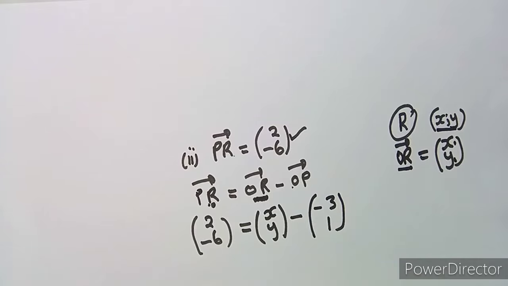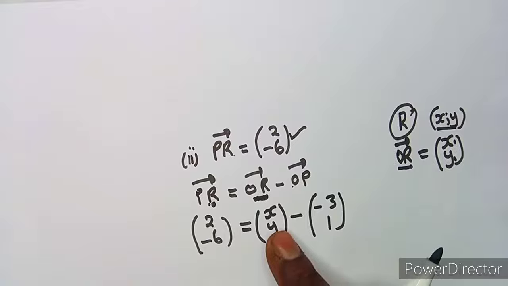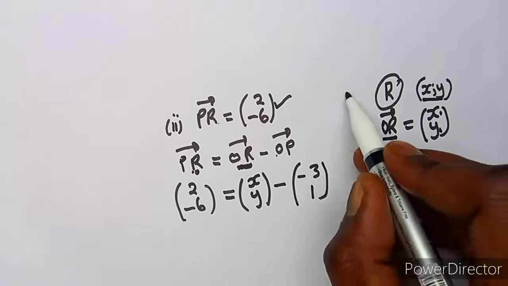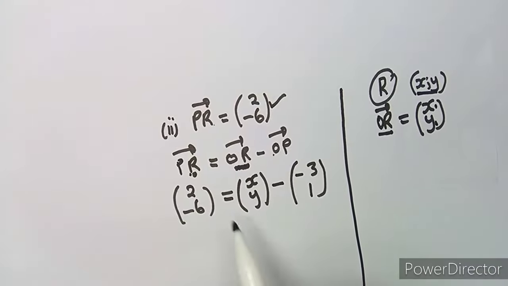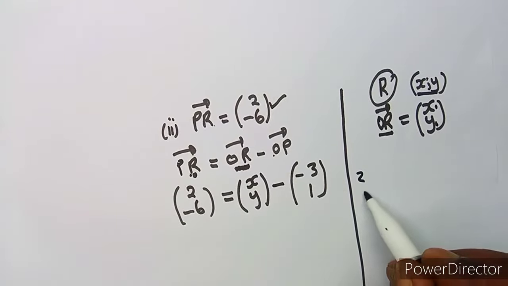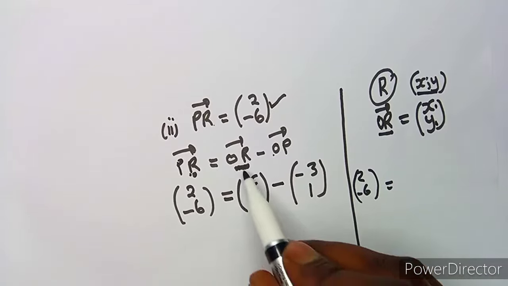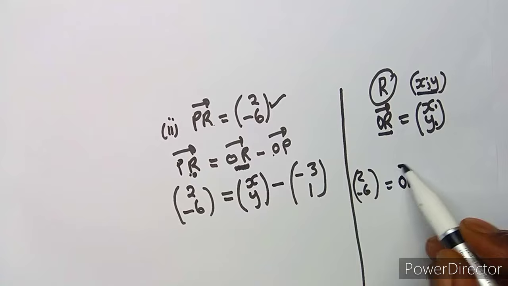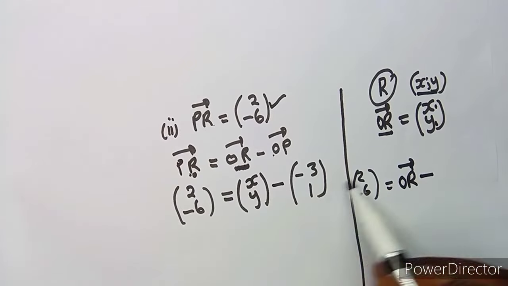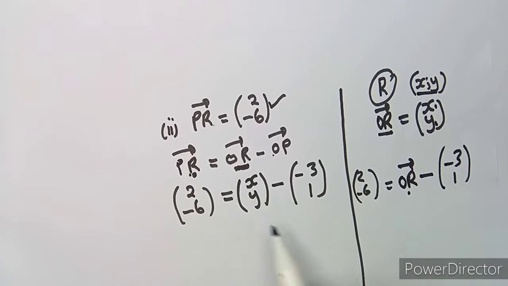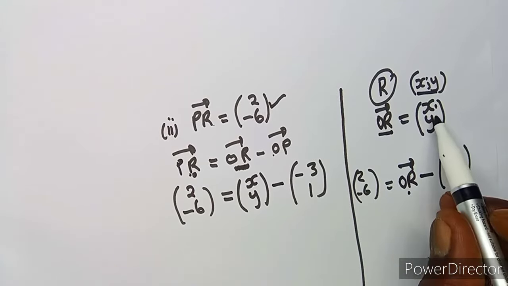So you want to find this value here. So what are you going to do? You transpose. Guys, don't confuse this with what I'm saying. You could have written this as 2, minus 6 is equal to, in place of XY, OR like this, minus OP, which is minus 3, 1. It's just one and the same thing. This is your OR. This is what we have here.